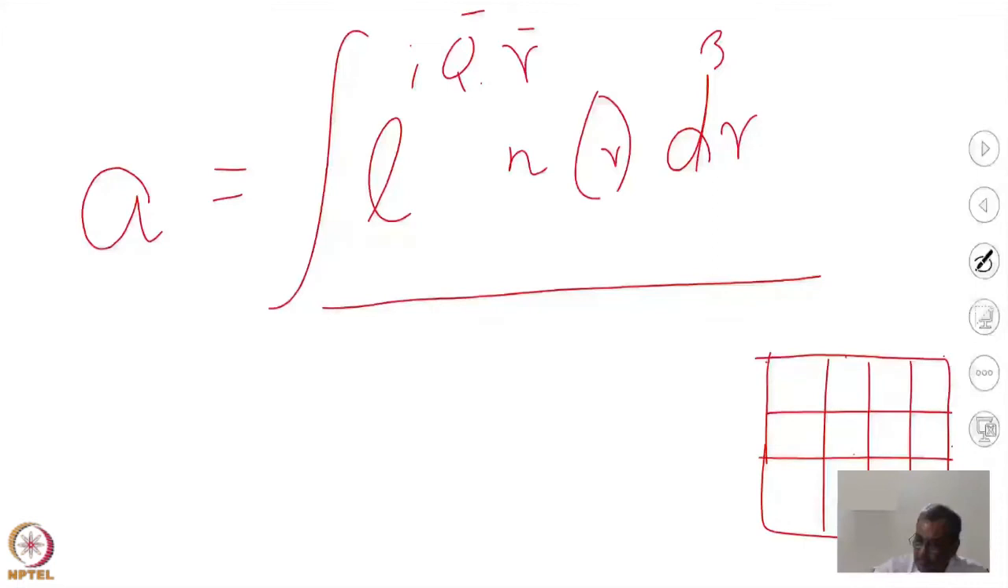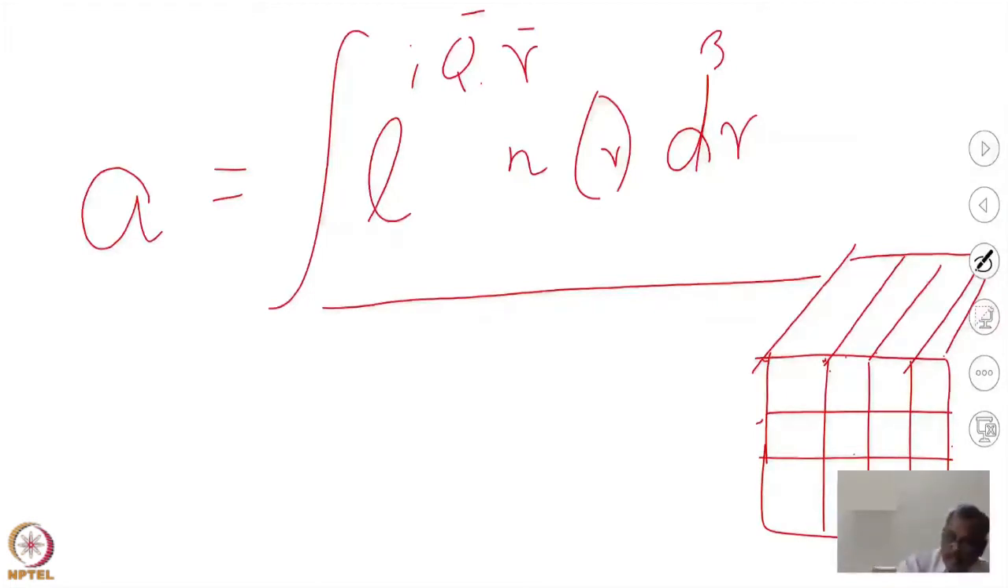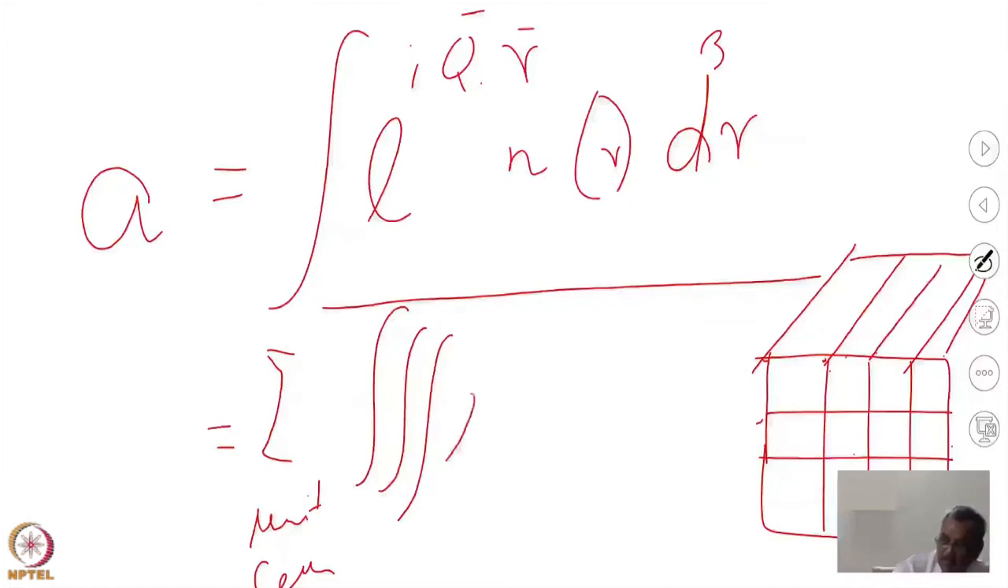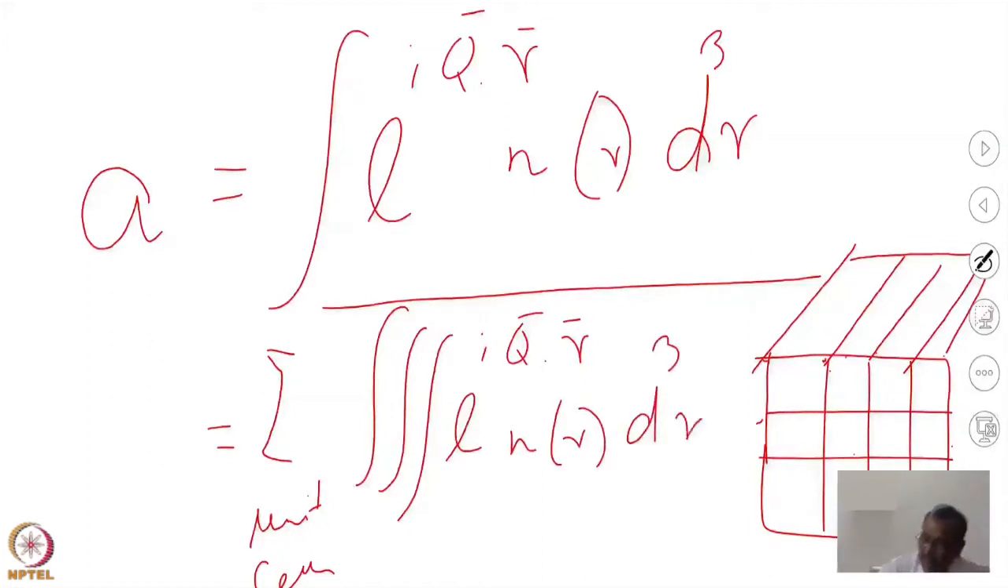Combination of unit cells. This is one unit cell where I have just drawn a square lattice. I can easily extend it to three dimensions. This depends on the unit cells. Now, this integration, I can represent it as a sum over unit cells and the integration over a single unit cell, which is three-dimensional. So I integrate over one unit cell and then sum over all the unit cells, then I get the scattering amplitude because the crystal is built with the repetition of the unit cells.